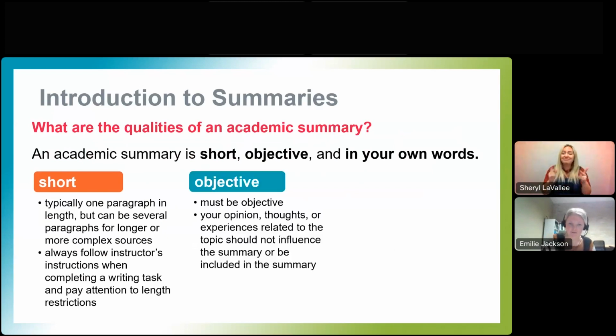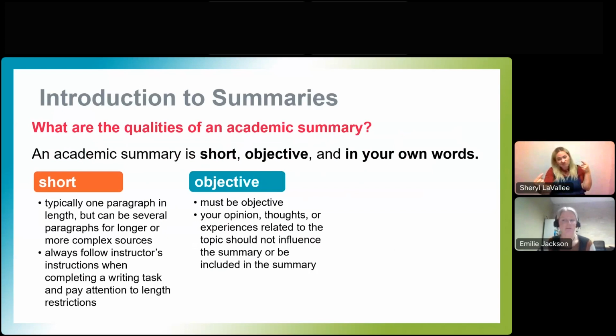All right, let's talk about objective. So what does it mean to be objective? Objective is the opposite of subjective. So a summary must be objective. This means that your opinion, your feelings, your thoughts, maybe your experience with the topic that your summary is about, should not influence the summary in any way or be included in the summary. So this means that your summary must be completely based on what the author's view is and what the author's main points are. Maybe you are summarizing something that you completely disagree with.